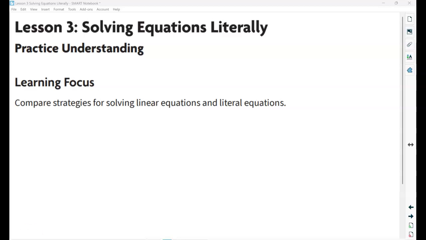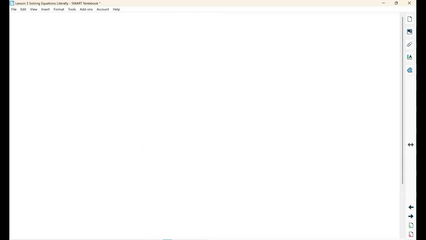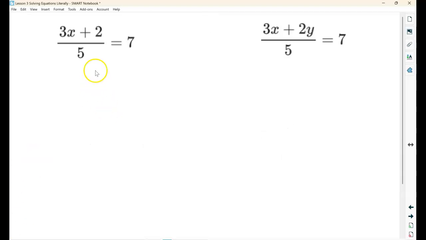All right, and it's in Open Up Resources Lesson 3 out of Unit 4, on page 26. So let's take a look at a few problems. Here we have on the left side, like I said, one variable, and we're going to do inverse operations to solve it.